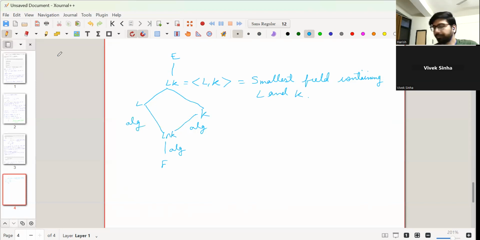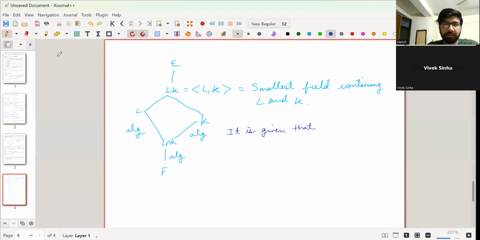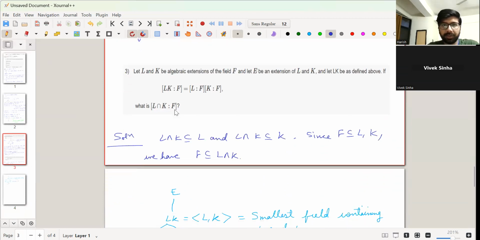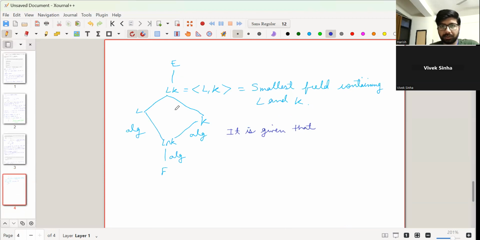And in addition to that, it is given that the degree of LK over F is the degree of L over F times the degree of K over F. So LK over F, that part is the same as L over F times K over F.